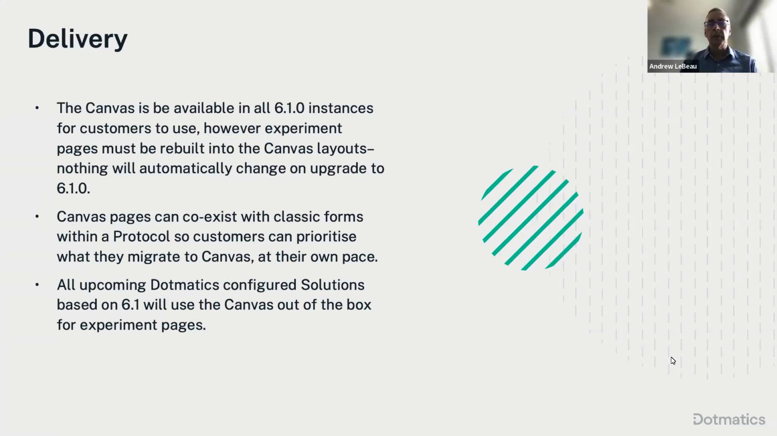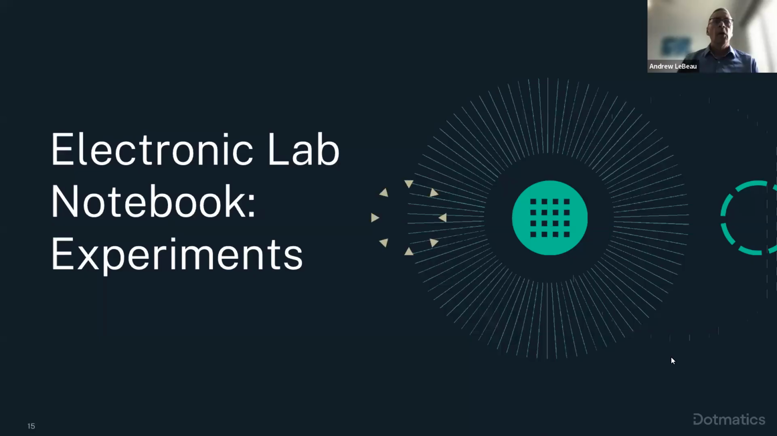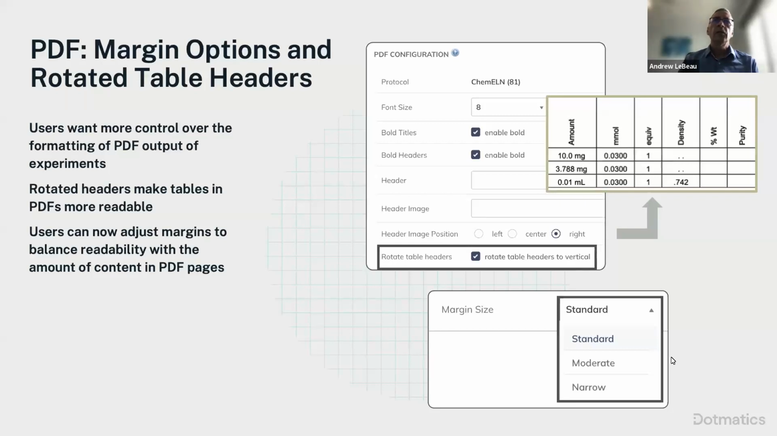Okay, so that's the major change in the ELN with these Canvas forms. I want to highlight just briefly a couple of additional smaller, but impactful changes. So the first is around working with PDFs.